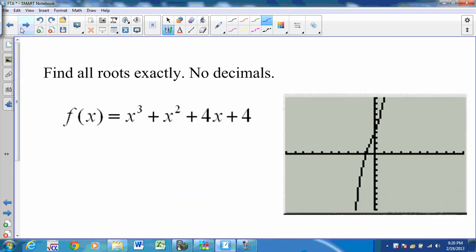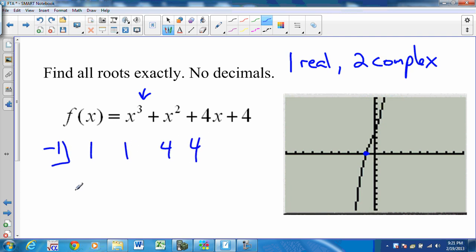So, what if I have x cubed plus x squared plus 4x plus 4? Looking at the graph, there's only one root. I know there's got to be 3 because it's a cubic. So I'm missing 2. So I know I have one real root, and I have 2 complex, imaginary roots that involve i. Only way to find those is quadratic formula.